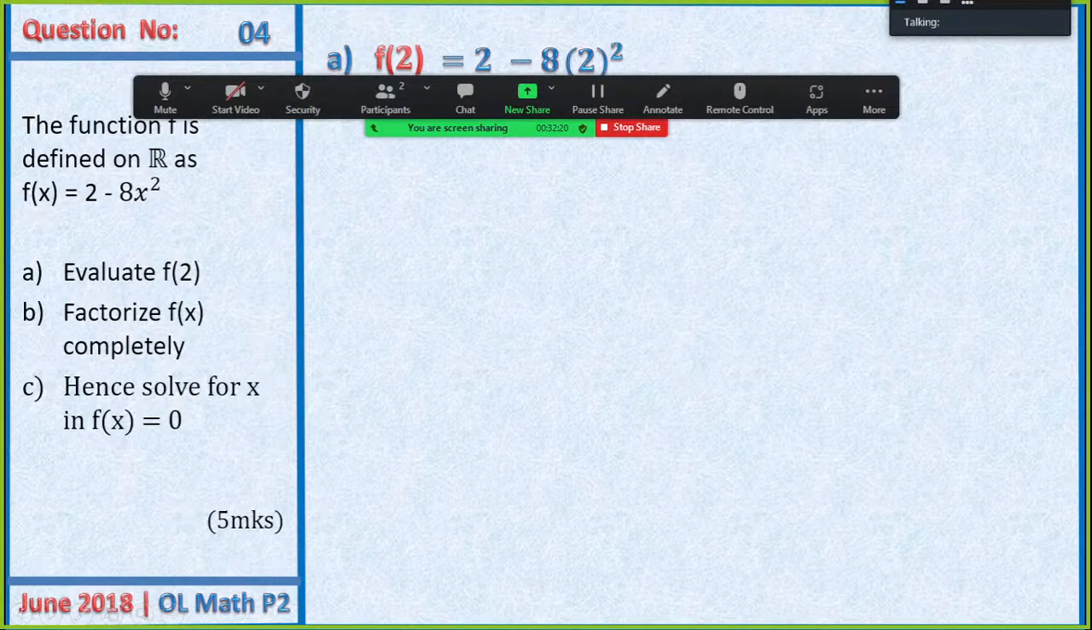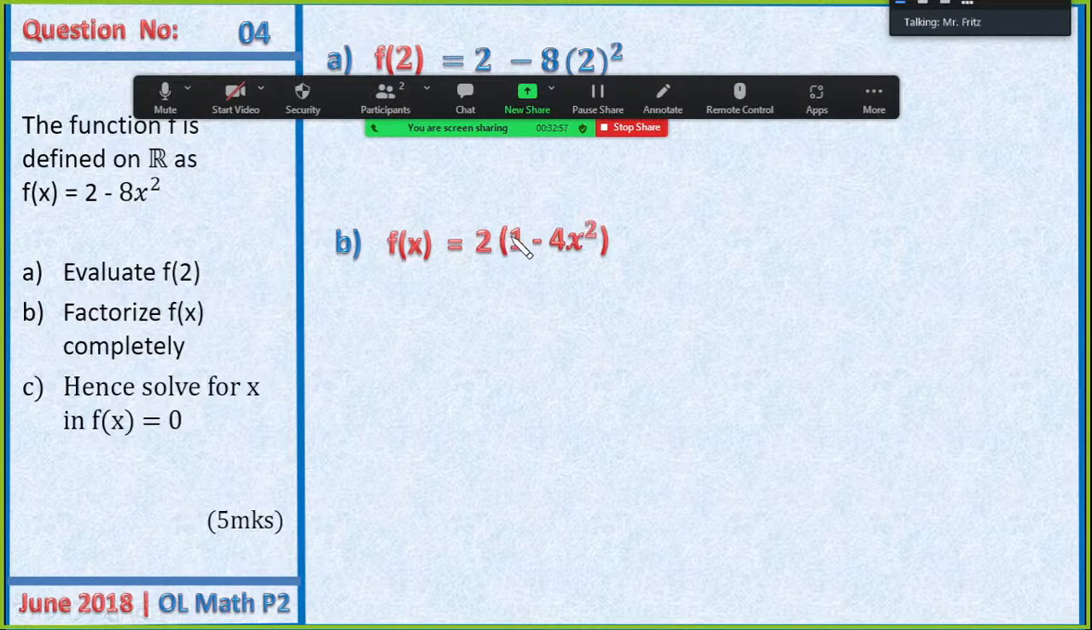So these are f of 2. Now b, they say we should factorize f of x completely. To factorize f of x completely, we'll first of all start by seeing that this 2 is a common factor, so we'll factor it out so that we can have a clear difference of 2 squares. So we have 2, we factor out this 2, we have 1 minus 4x squared. So we have 2 into 1 minus 4x squared.